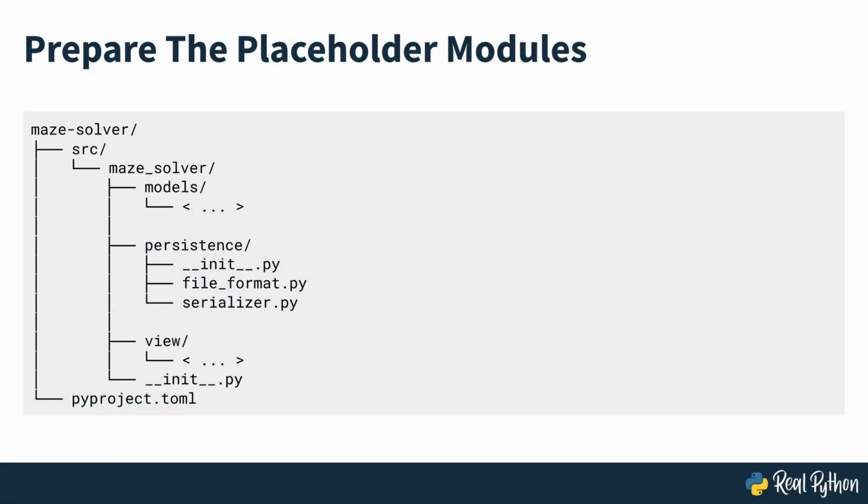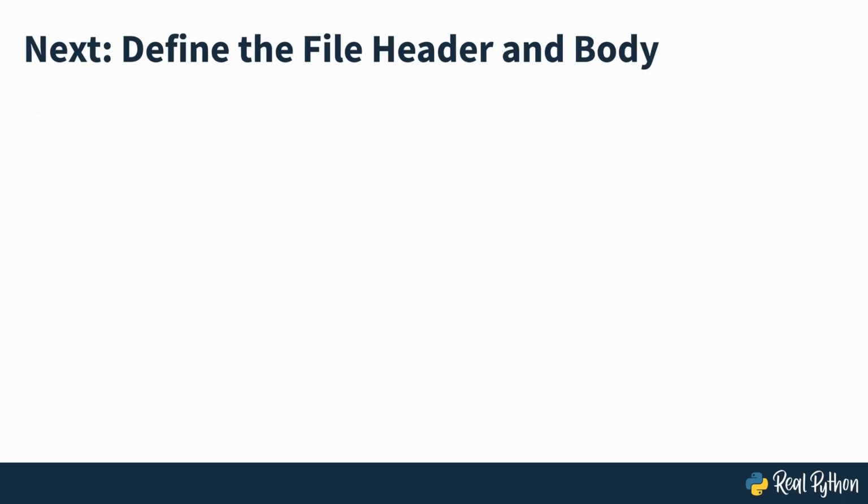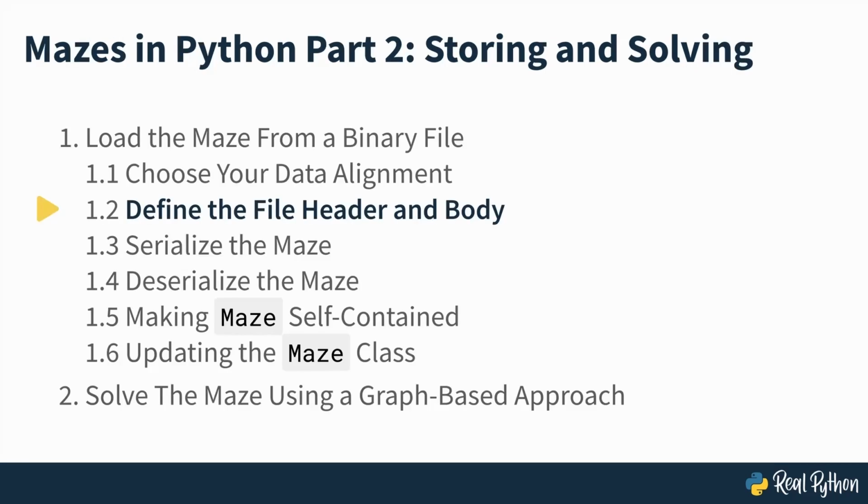Make a new Python package called persistence with the 2 files seen on screen inside it. The file format module will contain your file header and its body, while the serializer module will provide the loading and saving routines. Next, you'll need to define Python classes to represent the file header and body, and that's what you'll be doing in the next part of the course. Define the file header and body.